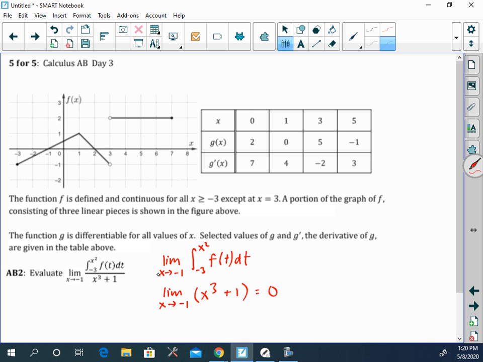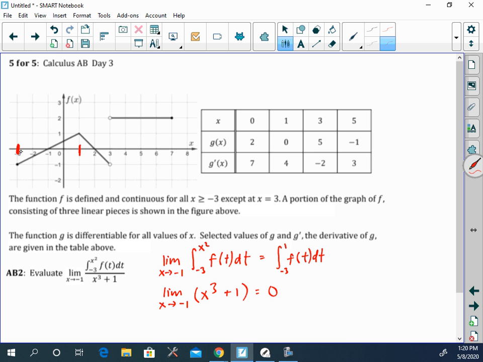what I'm doing is I'm letting x approach -1, which would make this upper limit here 1, -1 squared. So if I do a direct substitution, I just end up with the integral from -3 up to 1 of f of t dt. So that's just saying find the area from -3, and I always mark it here because it's only going from -3 to 1. It's easy to continue on if you don't mark it as you're going.